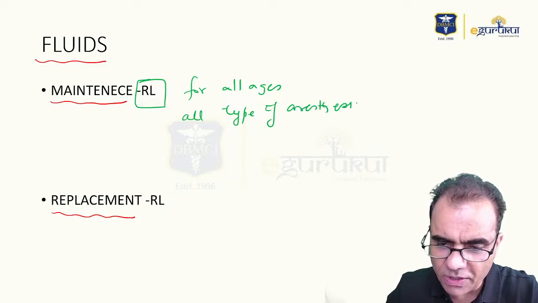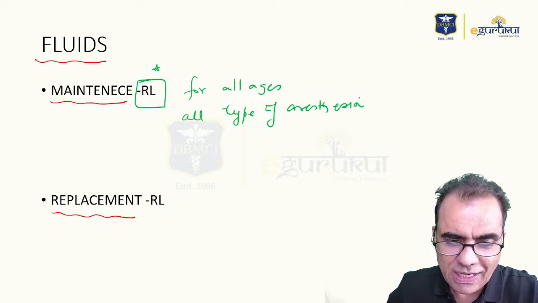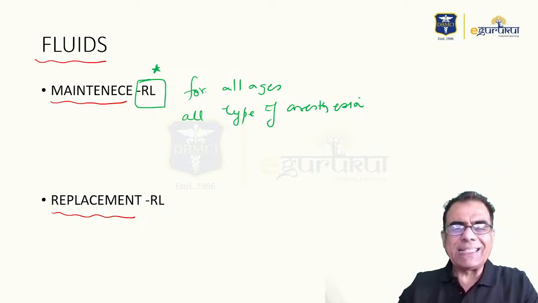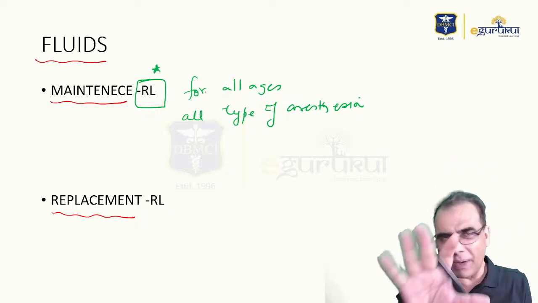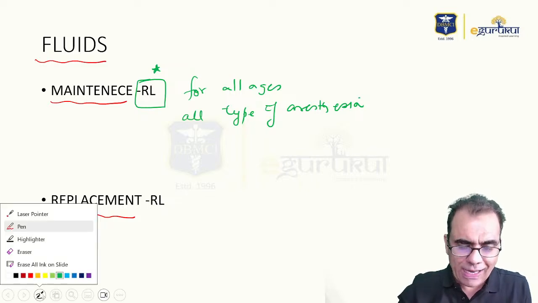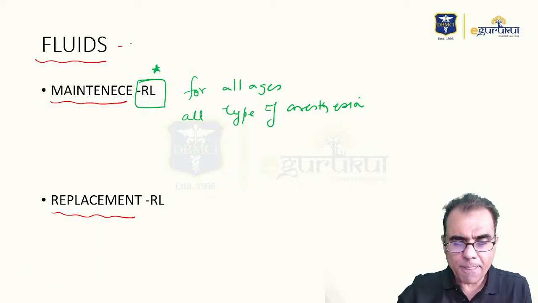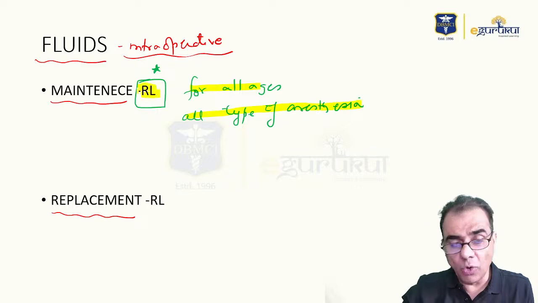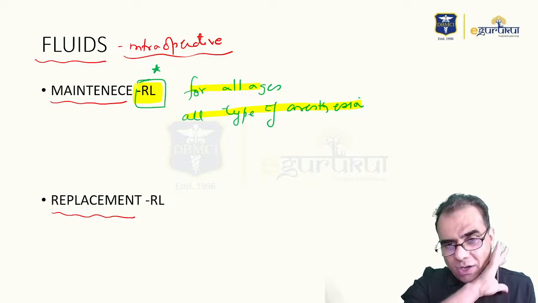Again, this is important. I'm using green pen because you will see in books you will find different fluid of maintenance and I'm talking of the intraoperative period only. This fluid means fluids for intraoperative period. There is ringer lactate. That's why I told you in books you may find different fluids for different ages and different kind of anesthesia, but now that all does not exist.